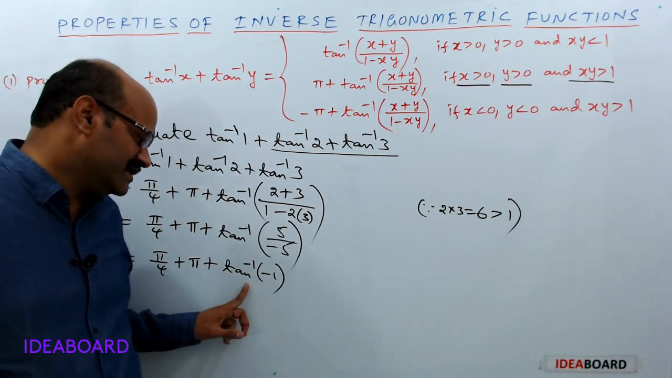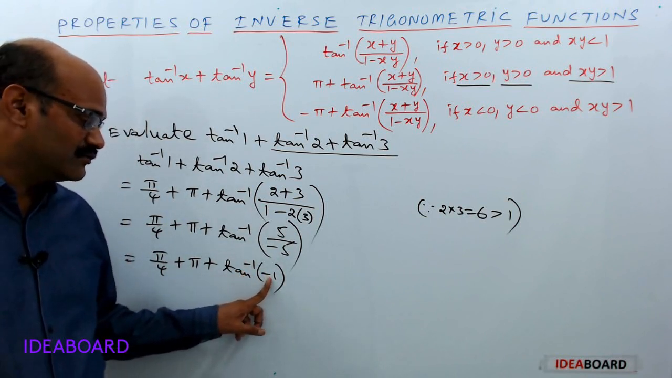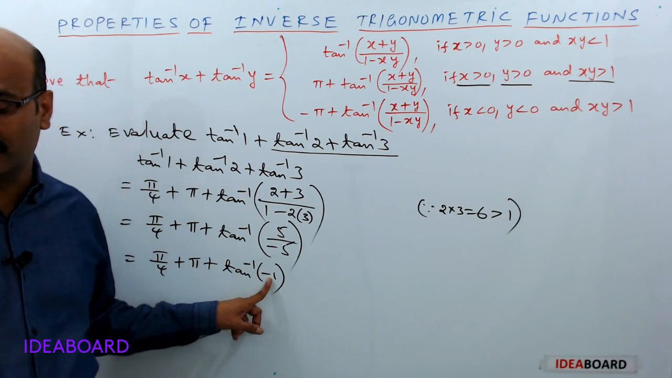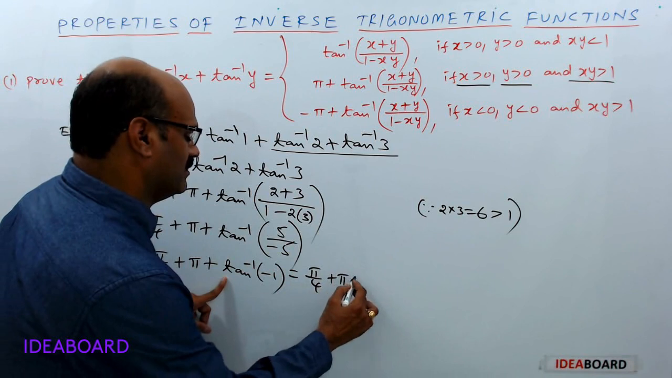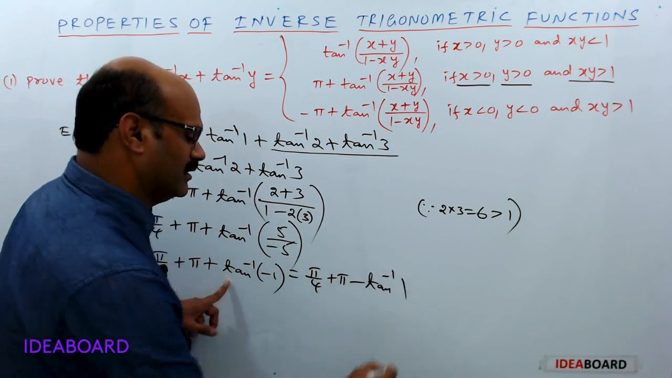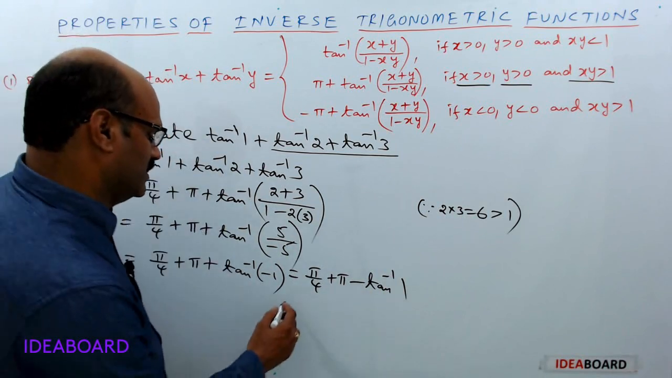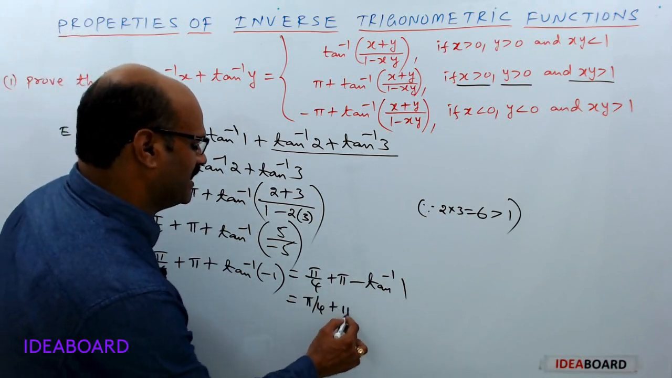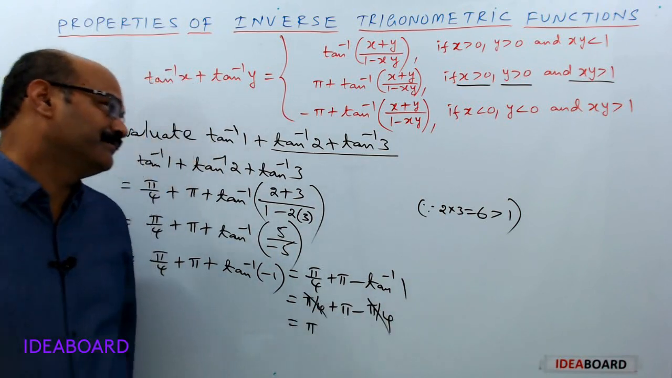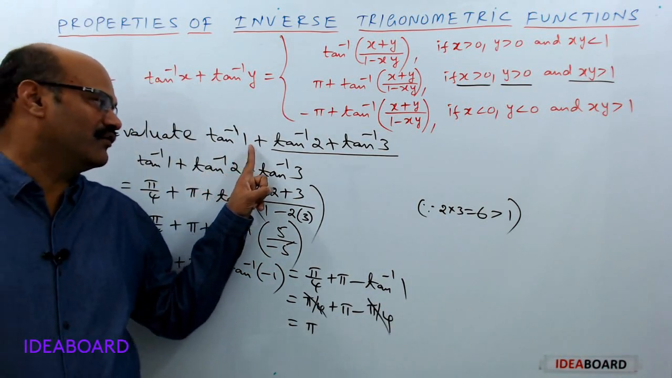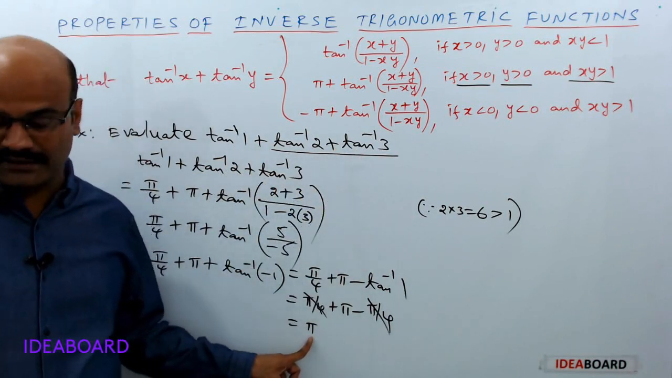So tan inverse of minus 1, we have the formula tan inverse of minus x equal to minus tan inverse of x. So this can be written as pi by 4 plus pi minus tan inverse of 1. Tan inverse of 1 equal to pi by 4. So it implies pi by 4 plus pi minus pi by 4. So it's equal to pi. Therefore, tan inverse of 1 plus tan inverse of 2 plus tan inverse of 3 is always equal to pi.